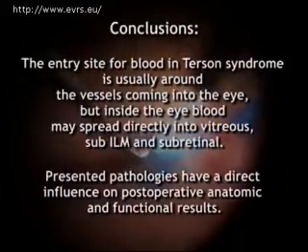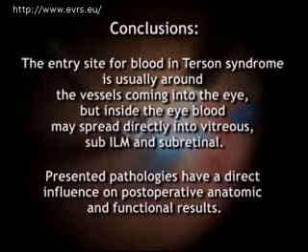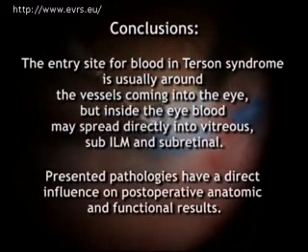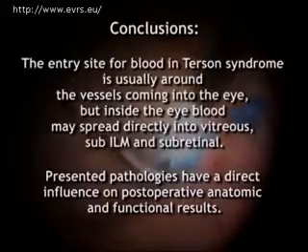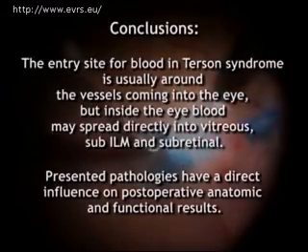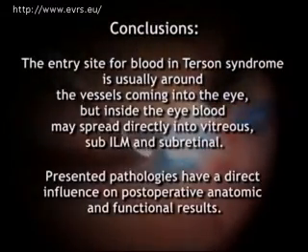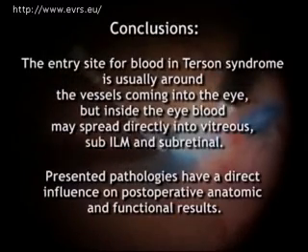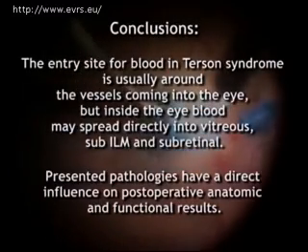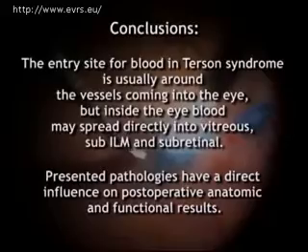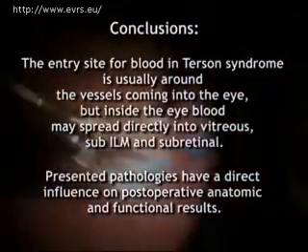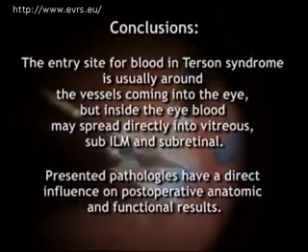In conclusion, we would like to state that: 1. The entry site for blood in Terson syndrome is usually around the vessels coming into the eye, but inside the eye, blood may spread directly into the vitreous, sub-ILM and subretinal. 2. Presented pathologies have a direct influence on postoperative anatomic and functional results.